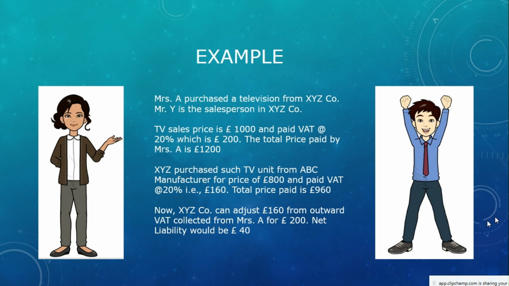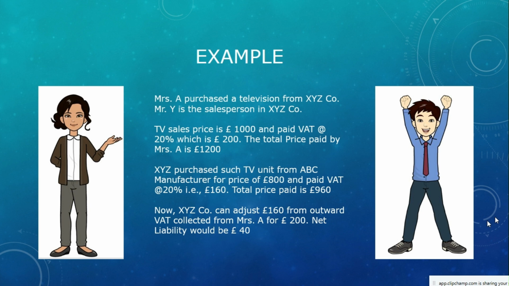So authorities, and they can also adjust if ABC manufacturer pays VAT on the inputs which are required to manufacture that television, then they can also set off that VAT amount against this 160 pounds. So likewise at each stage VAT is being collected, and whatever VAT was paid at the previous stage, they can adjust it, and the difference amount can be paid to the authorities. So VAT is also called a stage level tax.